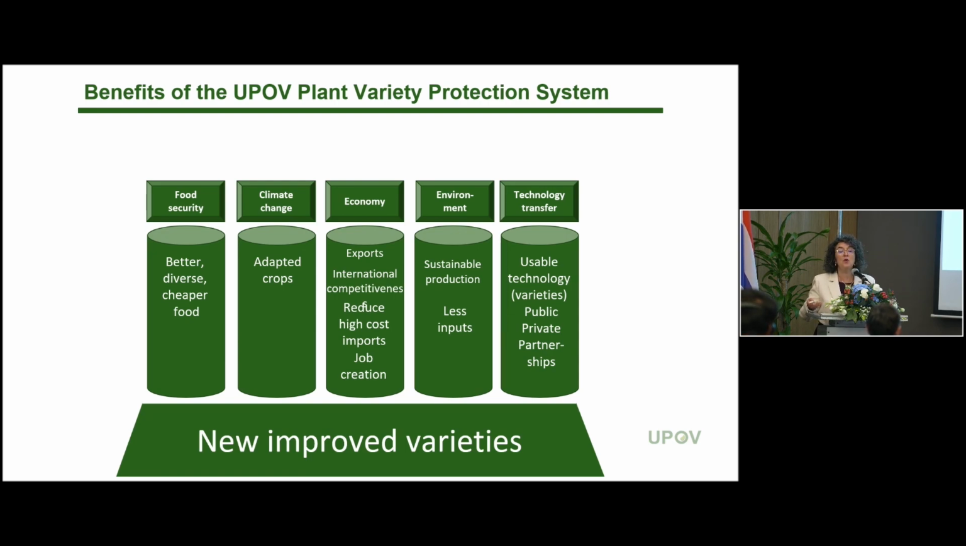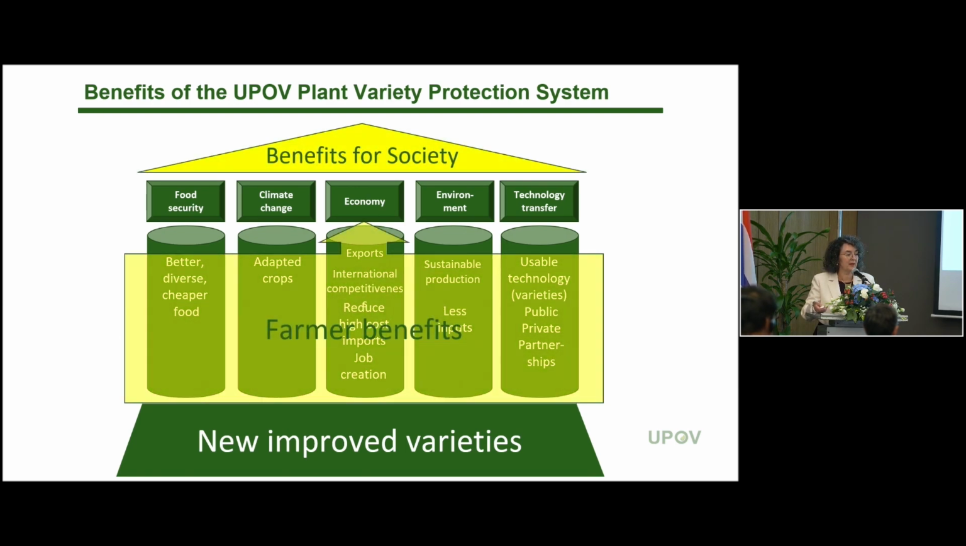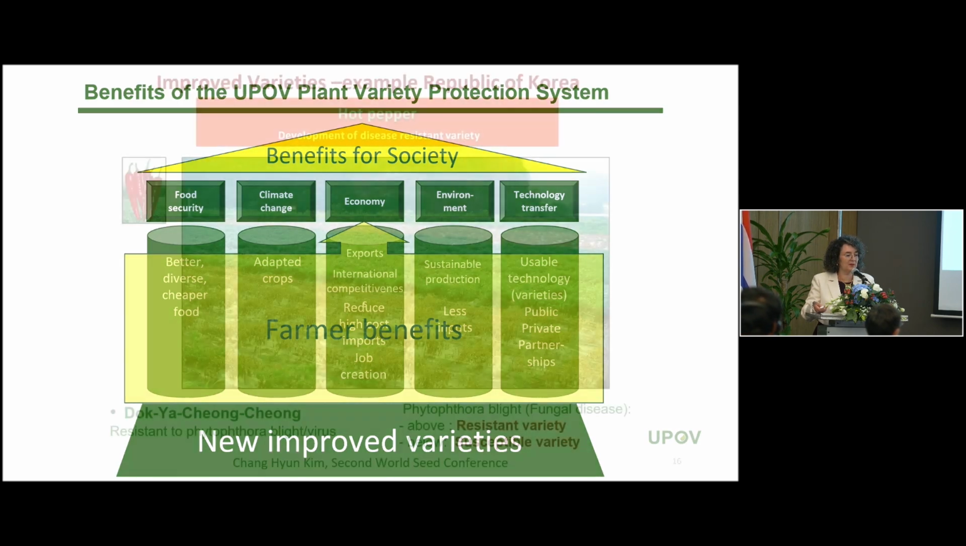We saw how plant variety protection is an enabler of partnerships and public-private collaborations, and that will enable these new varieties, and when they are in the market, they will be available for further breeding. So the best technology transfer is the varieties themselves, which will be available in the domestic breeding programs. And that really translates into benefits for society and also farmers' benefits.